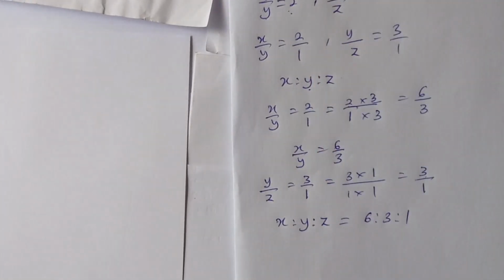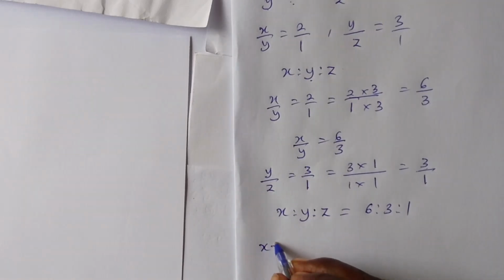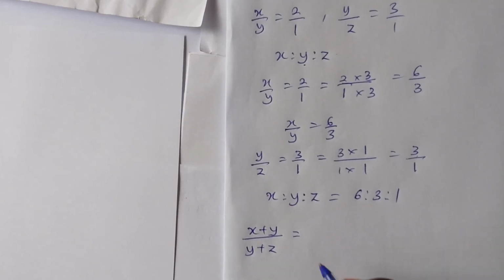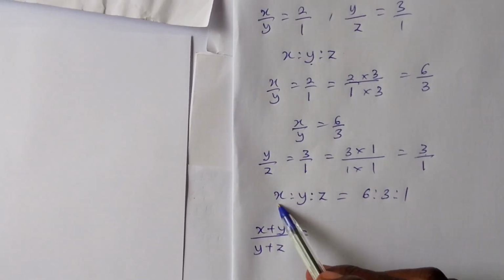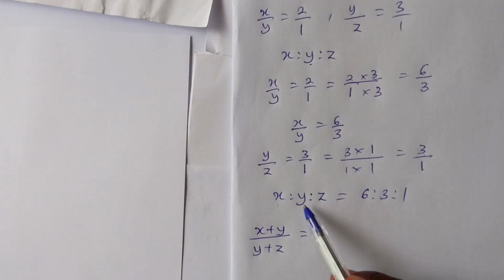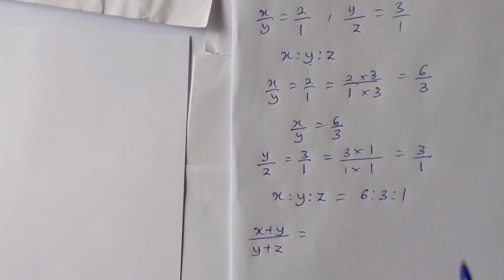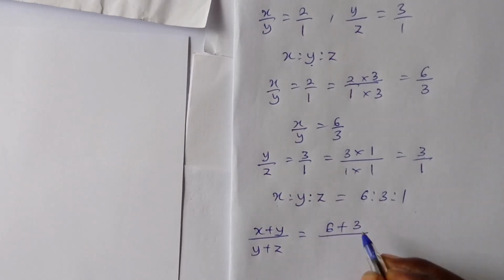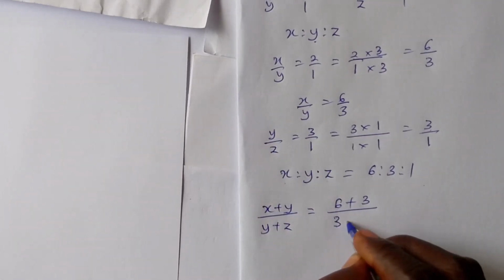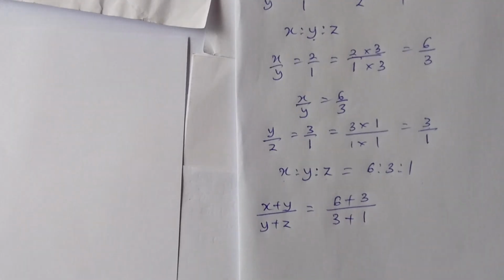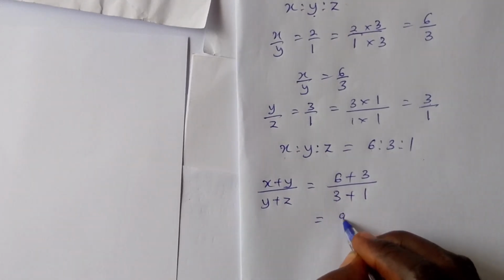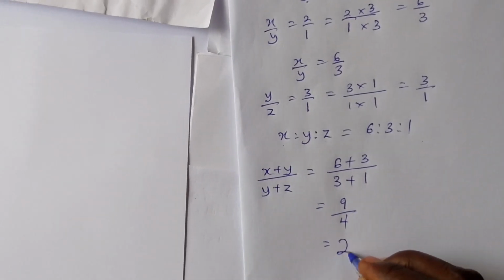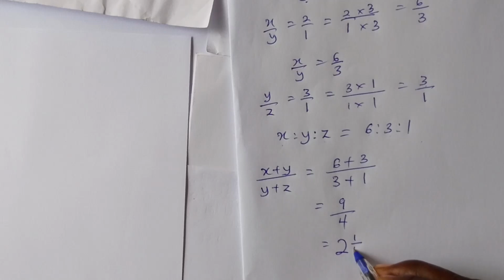Now, let's substitute that into what we are finding: (x + y) over (y + z). From the ratio here, x maps to 6, y maps to 3, z maps to 1. So this is 6 plus 3, over 3 plus 1. Adding this will give us 9 over 4, which can be simplified to give 2 whole number 1 over 4.